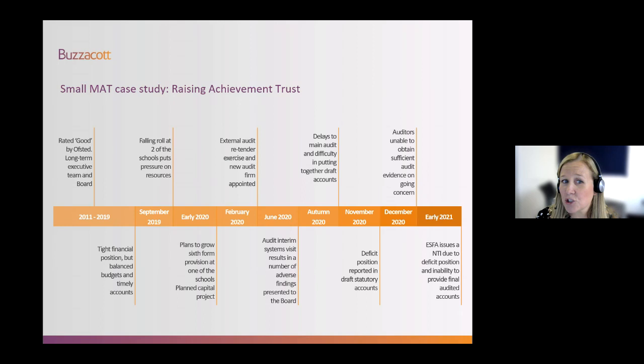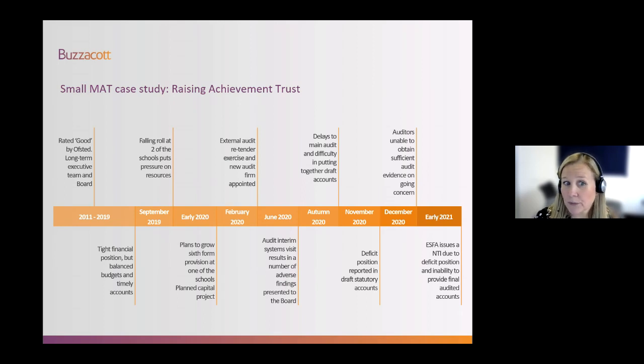However, of late, the financial position has become a bit more challenging. So we're looking at September 2019, due to change in demographics. There's a fall in roll at a couple of the schools, and obviously this is then having that impact on funding and making things a bit tighter from a financial perspective.